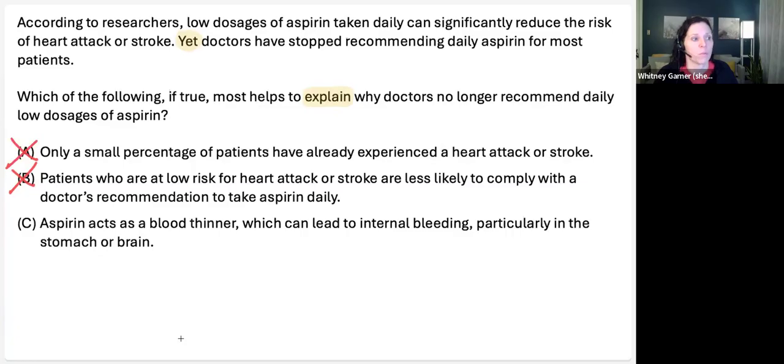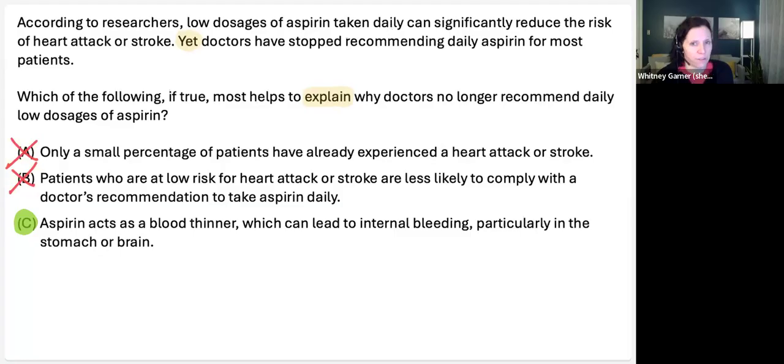Aspirin acts as a blood thinner, which can lead to internal bleeding, particularly in the stomach or brain. Oh, well, okay, low doses of aspirin can help in one case, but it would appear that the aspirin can be harmful. And so maybe the reason why doctors have stopped recommending it for most patients is because, in the balance, it's got a negative effect too. So maybe we don't have people take it all the time, right? Again, most patients. And so C helps to explain why doctors might not prescribe aspirin, because while it does have at least a positive benefit we know about, it has at least a negative that we also know about.